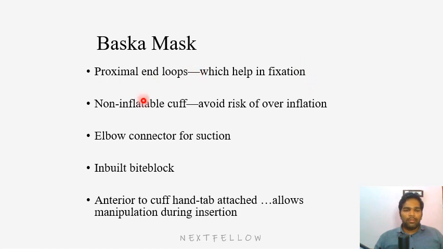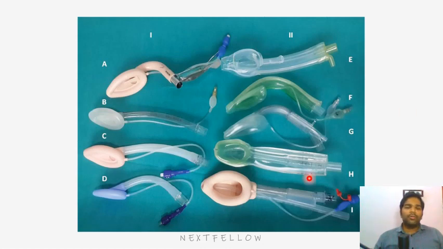Now similar, same thing. Proximal end loops, which help in fixation. The cuff is non-inflatable here also, and the elbow connector is for suction. There is an inbuilt bite block. So all those things, whatever I told you in the previous slide. Now this is the last slide. We have come to the end of the class.